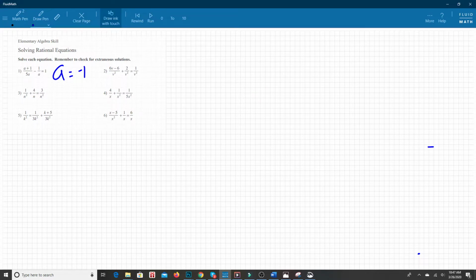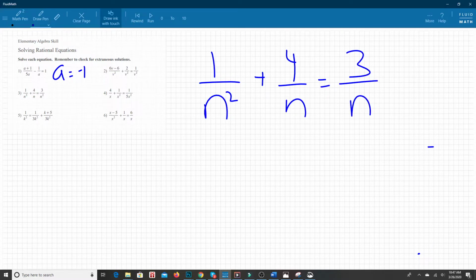Okay, so here we have 1 over n squared plus 4 over n equaling 3 over n squared. Remember, our goal whenever we're given linear equations like this, or fractional equations like this, is to get it into linear equations, because we don't like to mess with fractions. No one likes to mess with fractions at all. Right?